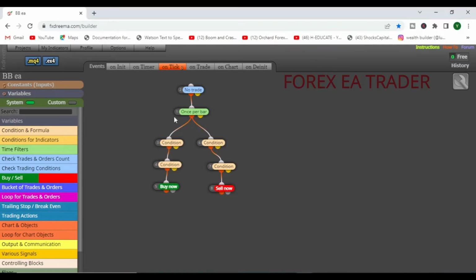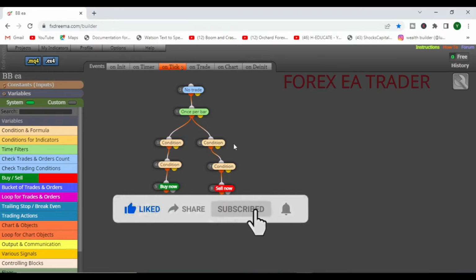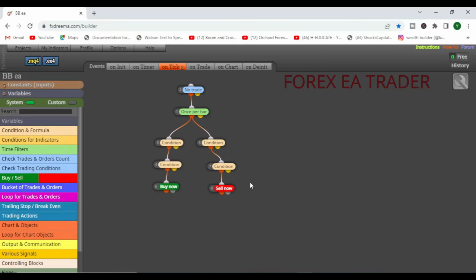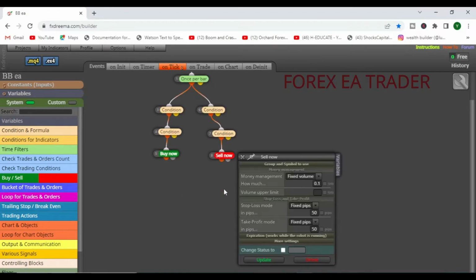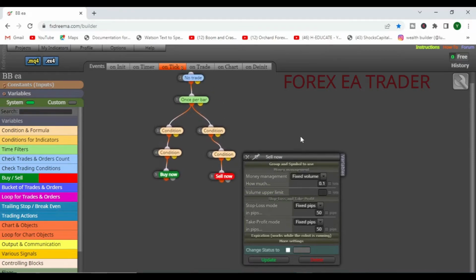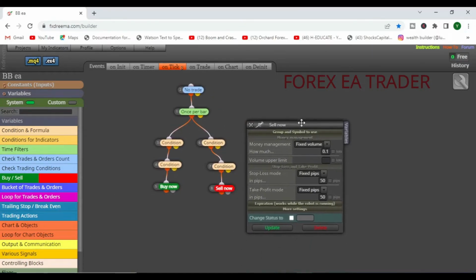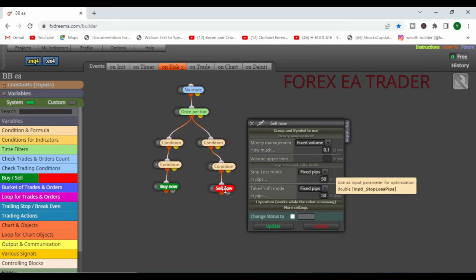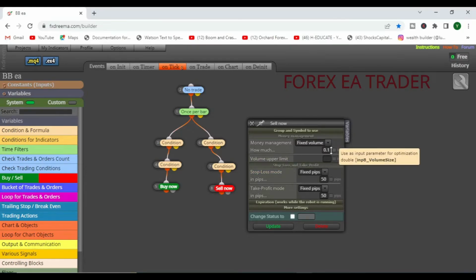So this is a previous robot that we did. You can watch that video after finishing watching this one. This is a previous Bollinger Bands EA that we did. Now the functionality already comes default with these sell and buy blocks. So if you just double click and go in there, this is what we have with our buy blocks. This is the functions that we have with our sell block. Sorry, I clicked on the sell block. So you can see here we are using fixed volume. That's what I usually show you.